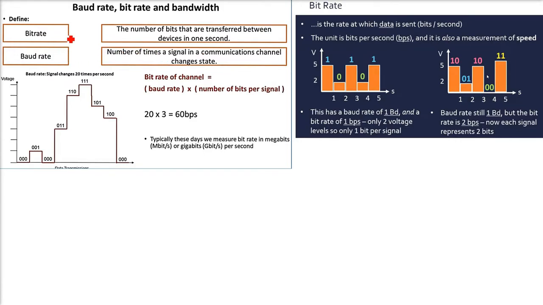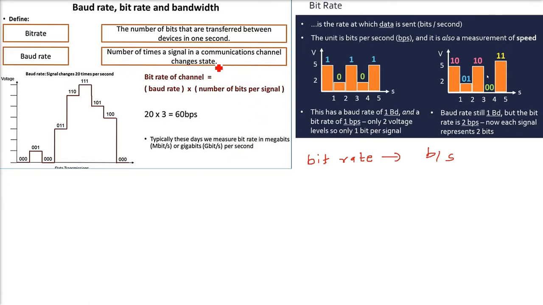Bit rate and baud rate. Bit rate is the number of bits that are transferred between devices in 1 second. You can also call it the speed. This is the rate at which the data is sent. In 1 second, how many bits are sent? The unit is bits per second. You can also call bit rate a measurement of speed.